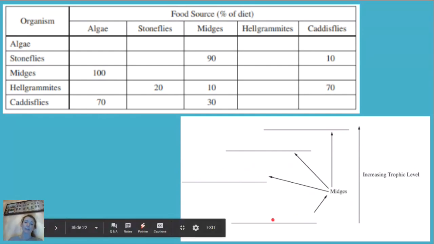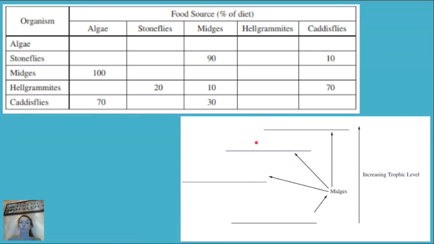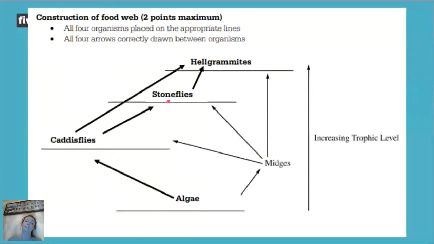And then to show the arrows of energy flow, you would just need to add the few arrows that are missing. So you need to add an arrow between the algae down here, I'm going to show you this on the next slide, but between the algae and the caddisfly, because it's eating the algae, and then between the respective other organisms and who's eating them. So it should look something like this: algae, caddisfly, stonefly, hellgrammite, with arrows showing the other organism relationships based on who's eating who. Super simple. So you get a point for all organisms placed on the appropriate lines and a point for having all arrows correctly drawn. So those were an easy 2 points. That's a question that you want to see because you can logic your way through that.